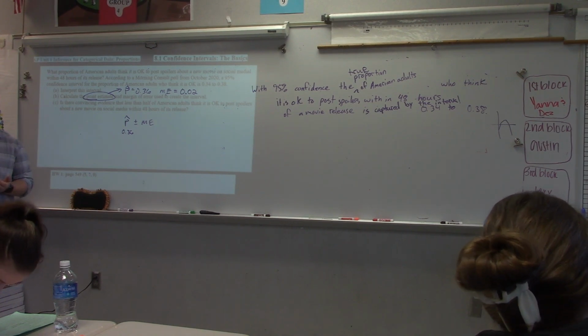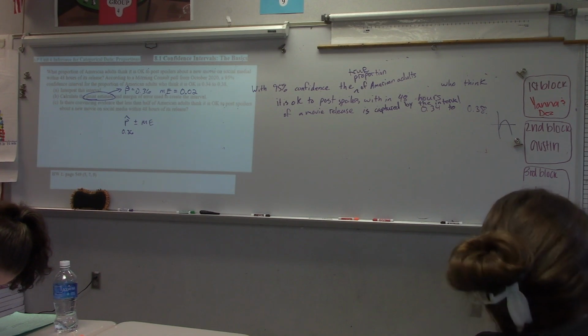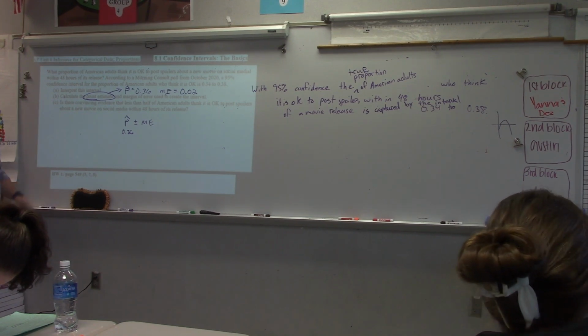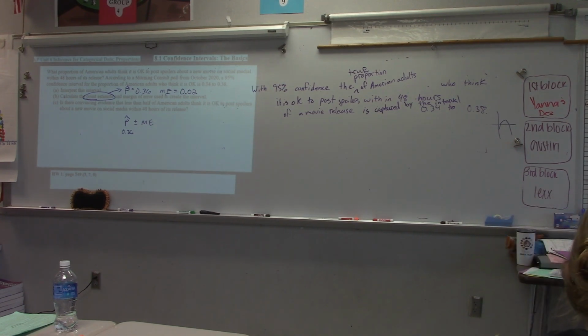The margin of error is just how far it goes to either side of that point estimate. So here's a question for you. Is there convincing evidence that less than half of American adults think it is okay to post spoilers about a new movie on social media within 48 hours of its release? Why?